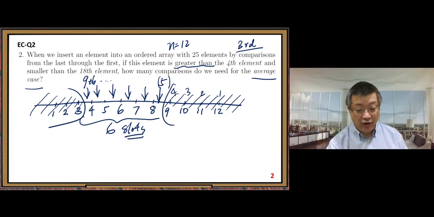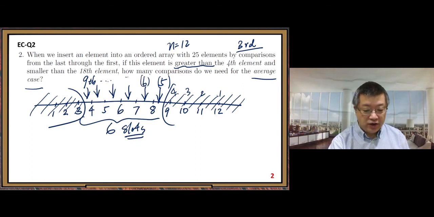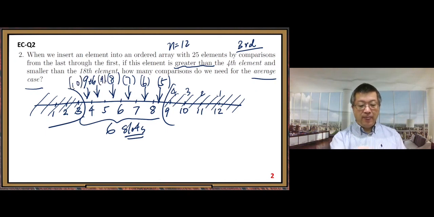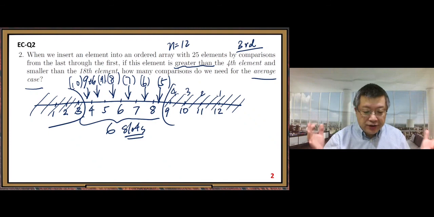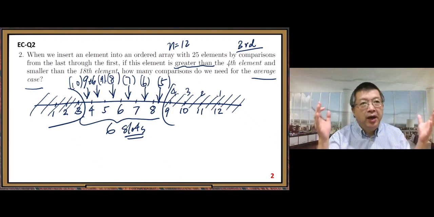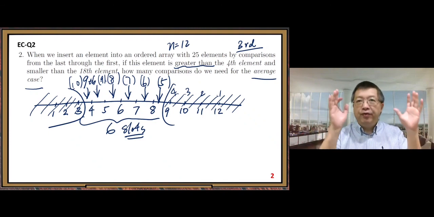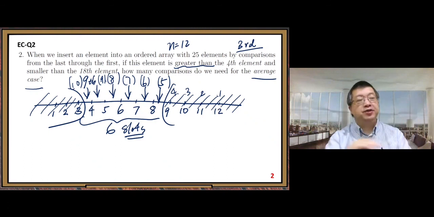5 comparisons, greater than. So smaller than this one, but greater than the next one. So 6 comparisons. Next one, 7 comparisons. 8 comparisons. 9 comparisons. 10 comparisons. So that's the number of comparisons for each slot. We only have these 6 cases. Now we need to take the average of these 6 cases.